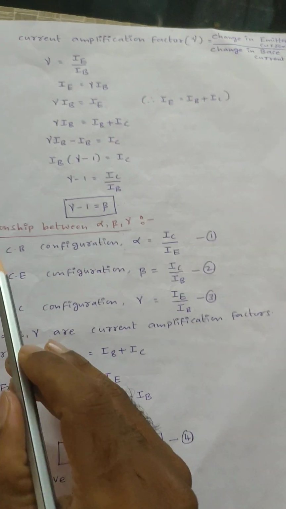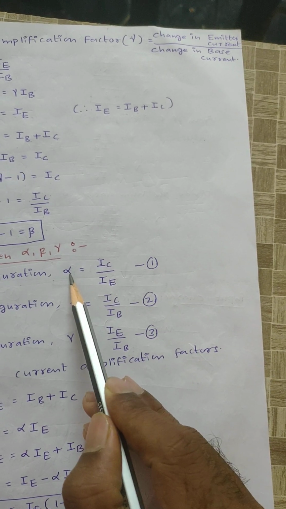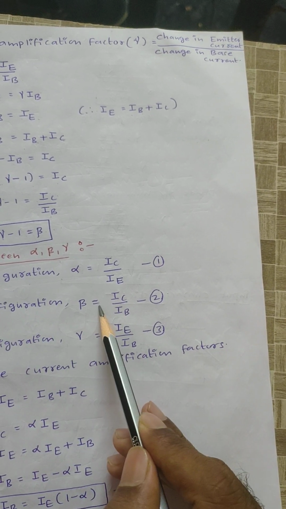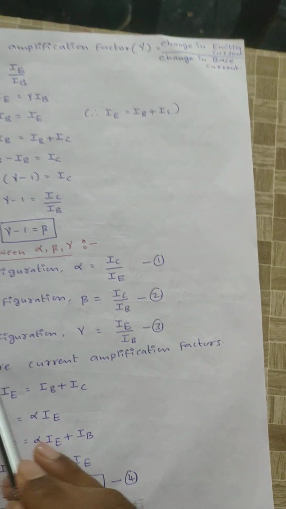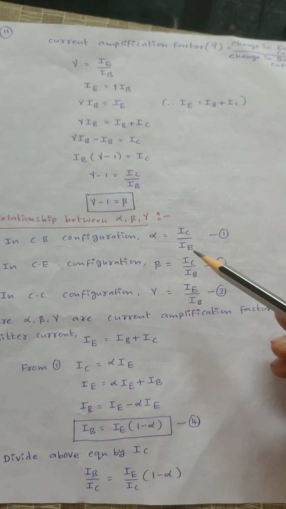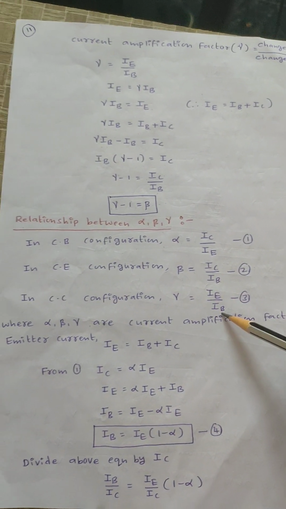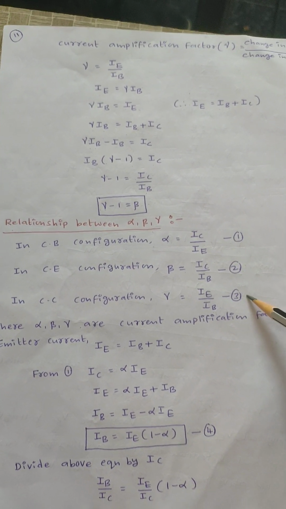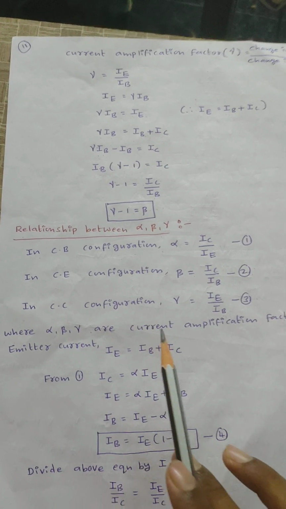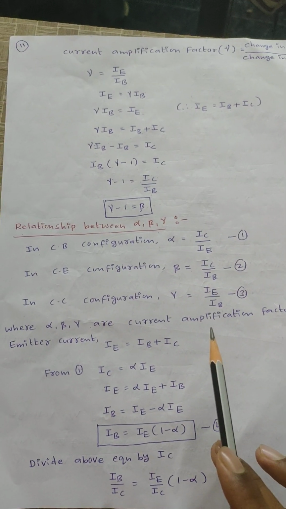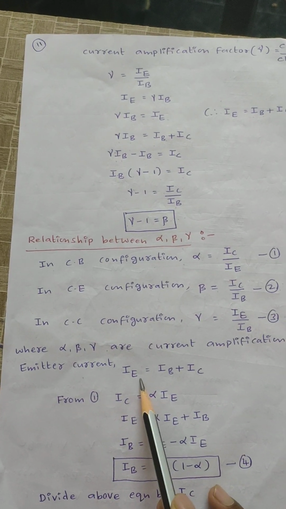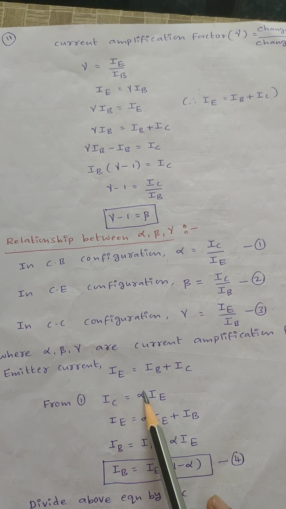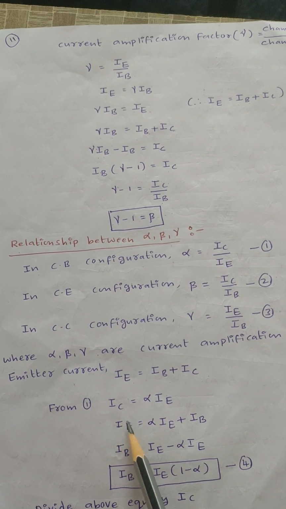In common base configuration, we know that the current amplification factor alpha is equal to IC by IE. In common emitter configuration, beta is equal to IC by IB. In common collector configuration, gamma is equal to IE by IB. Assume the alpha equation as 1, beta equation as 2, gamma equation as 3, where alpha, beta, gamma are the current amplification factors. We know that emitter current IE is equal to IB plus IC. From equation 1, IC is equal to alpha into IE. Substitute that value in the above equation.